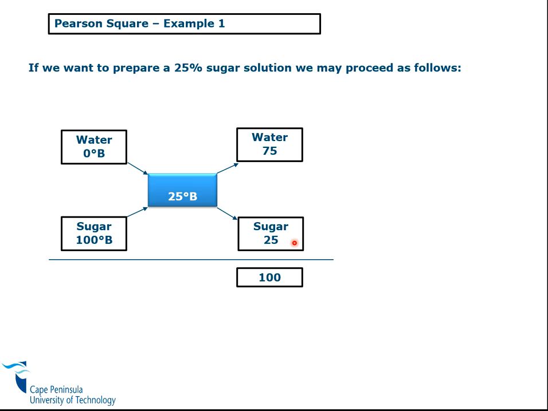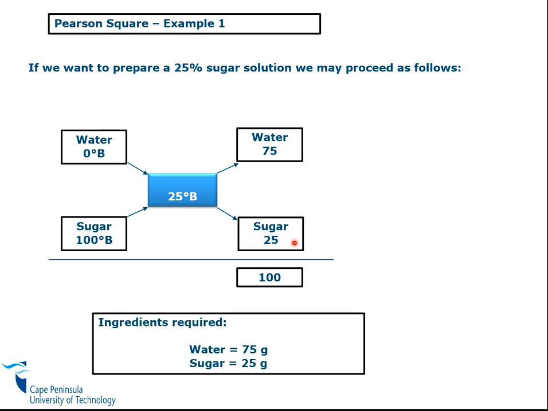Right? So what are the ingredients that you need to weigh now? If you are in the lab and you are requested to prepare this solution, you will therefore weigh water 75 grams and sugar 25 grams. Then you mix this solution completely, and afterwards you observe your results using a refractometer to check what is the concentration of the sugar solution.